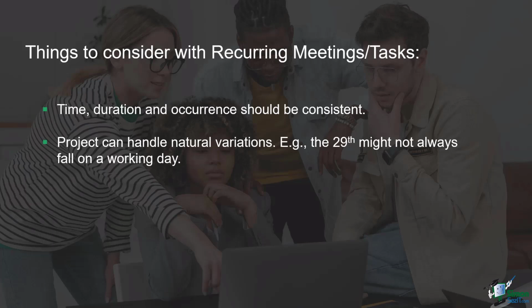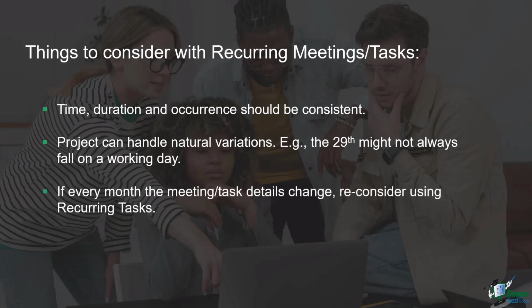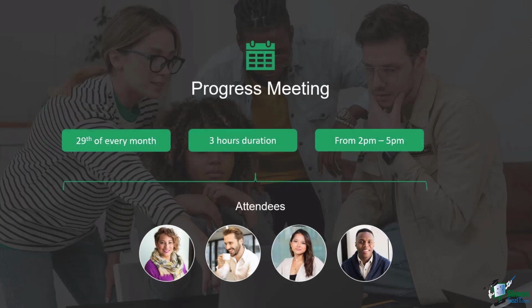But if in fact what you find is that every month your boss wants to move the meeting to a different date, maybe the 24th or the 27th, then setting up a recurring task might not be the most efficient way to do this. So what I'm trying to say is that there needs to be a reasonably consistent pattern to your tasks.